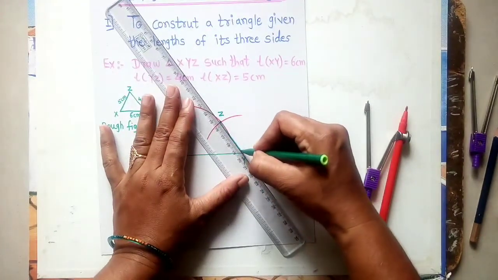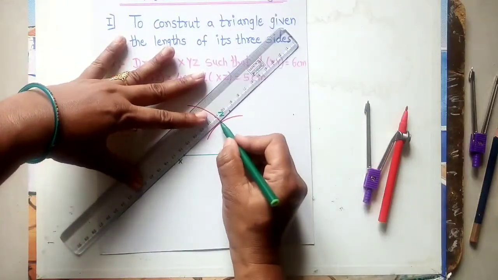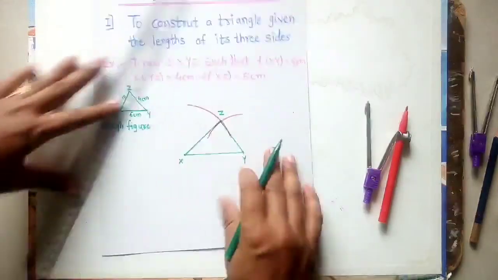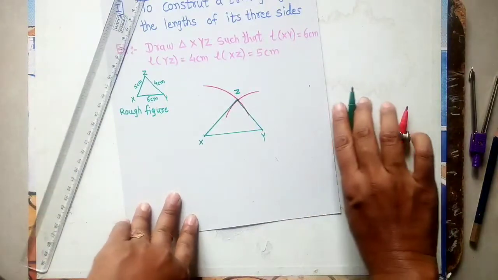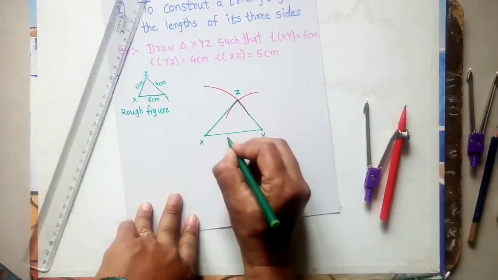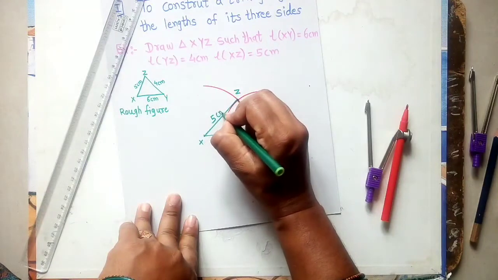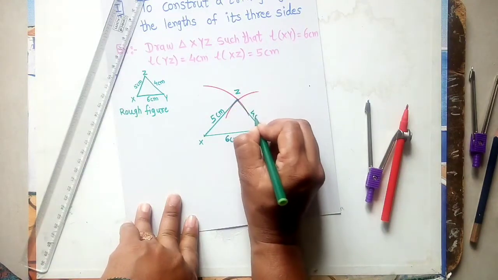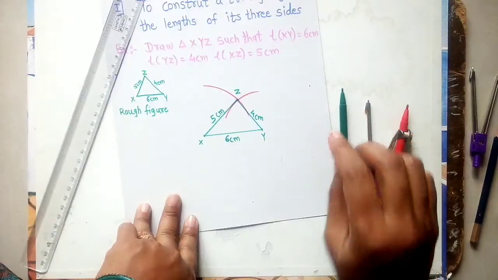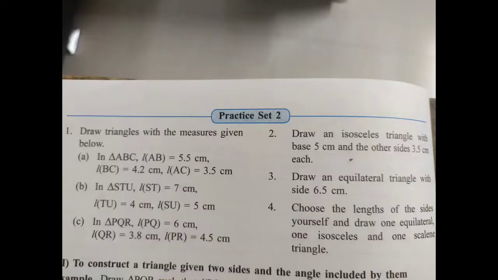After naming the point, draw segments XZ and YZ. Write all measurements, all sides of the triangle. Triangle XYZ is the required triangle. Solve 5 questions of practice set 2.